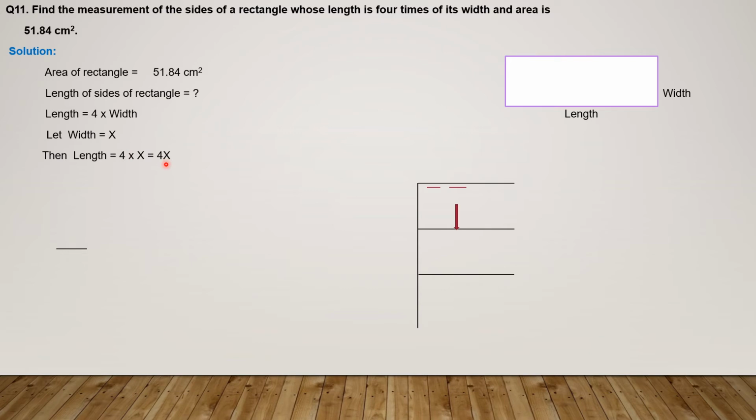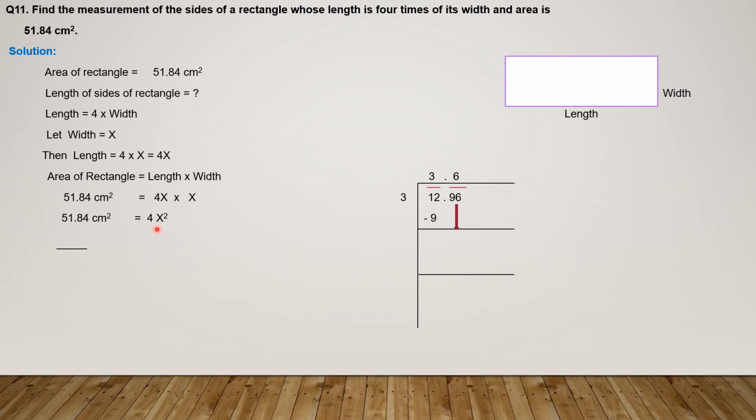Now you have to apply formula of area of rectangle. Area of rectangle is equal to length multiplied by width. So what is the value of length? Instead of length we will write 4x, and instead of width we will write x, and instead of area of rectangle we will write its area that is given to us, 51.84 centimeters square. Now we have to simplify it. 4x will be multiplied with x and we get 4x square. X multiplied by x, powers will be added. Here power is 1, here power is 1, 1 plus 1 is 2, so we will get here 4x square, and 51.84 centimeter will come as it is.